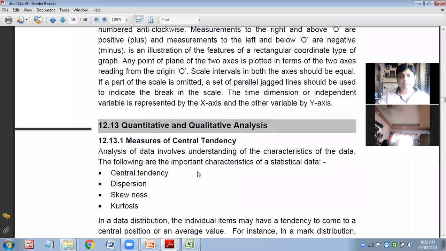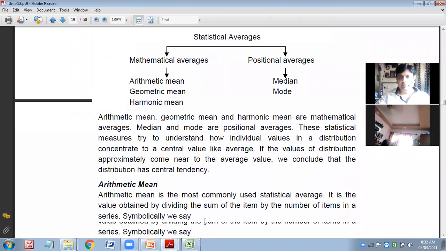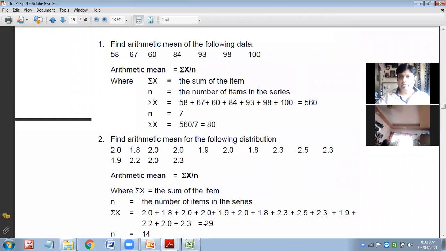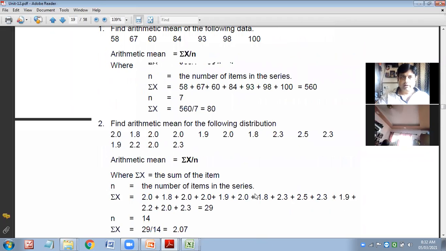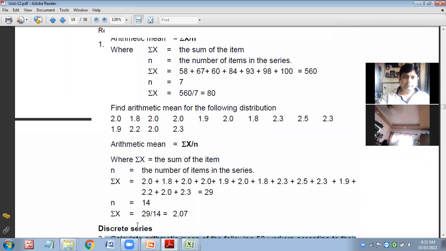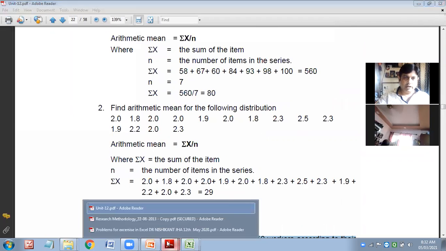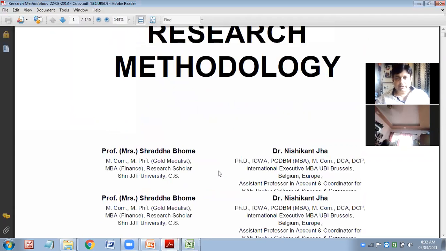Then I think all this we have learned. Measurement of central tendency हम लोगों ने किया था. Yes, यही सारे questions लिए थे हमने. Discrete series, so on and so forth. ये मुझे अच्छा लगा था. That is why I have asked you to follow this.